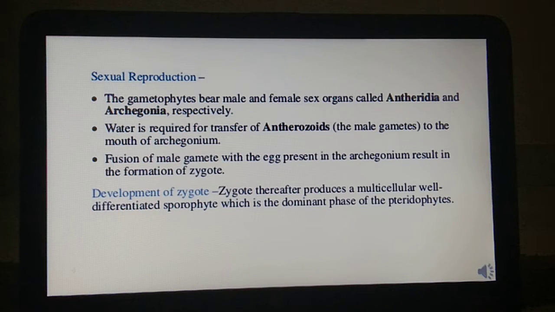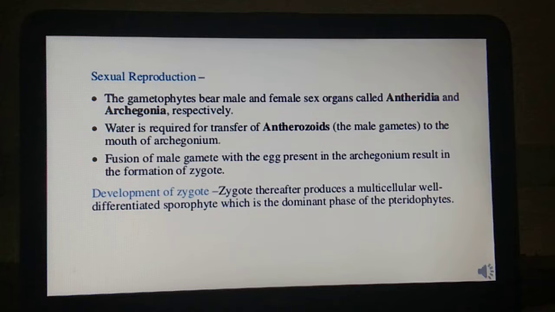Now, how do they reproduce sexually? The gametophytes bear male and female sex organs called antheridia and archegonia respectively. Water is required for the transfer of antherozoids, the male gametes, to the mouth of the archegonia, which bear the female gamete. Fusion of the male gamete with the egg present inside the archegonium results in the formation of a zygote.